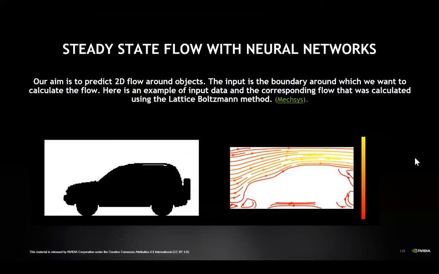Okay. So we're going to be doing this with neural networks, obviously. And our aim is to predict this 2D flow around an object. The input's the boundary around which we want to calculate the flow. So you can think of it similar setup to a CFD problem where you're building a grid out. And in this example, our input data and the corresponding flow was calculated using the lattice Boltzmann method. So you can click the link in the notebook to that if you really want to read up on that.